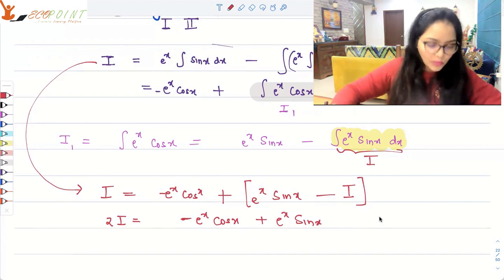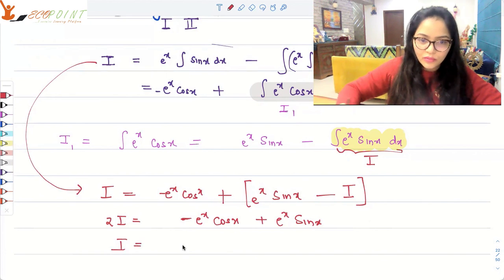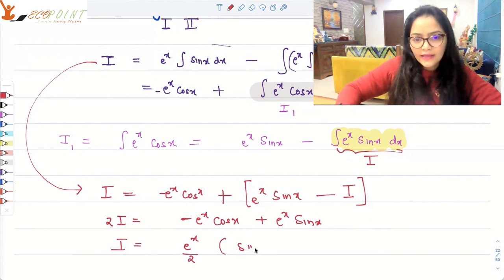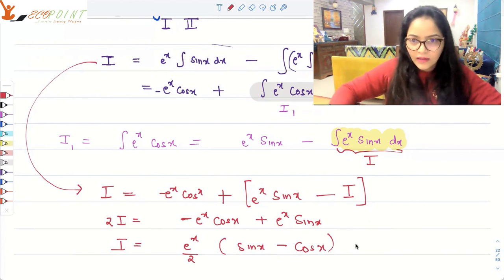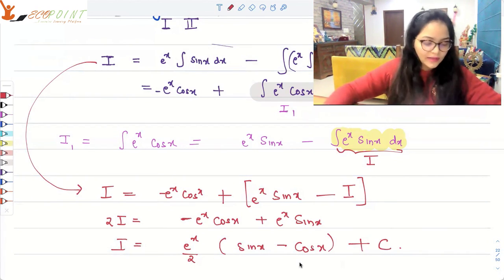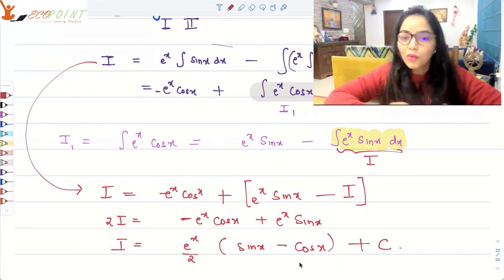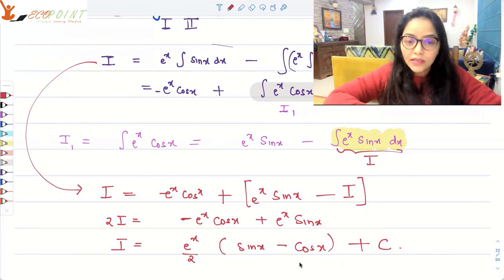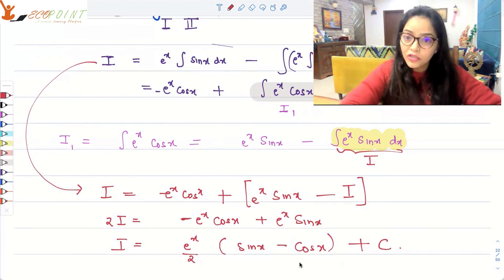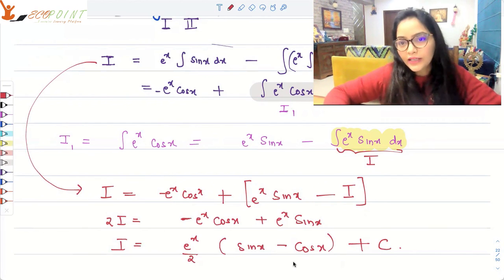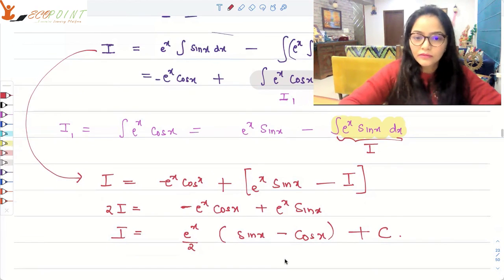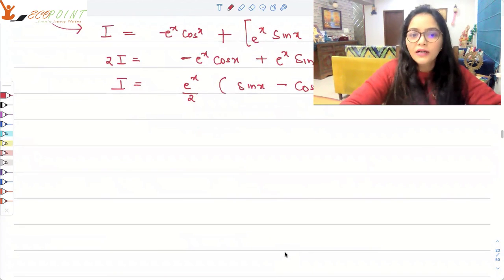Which means that finally what I can say is that I is equal to ex by 2 into sin x minus cos x plus c. The constant value has to be added, so I can add it at the end, plus c. So this is what you get as your I using the original integral once again. So that's how you can calculate this kind of a function, integral of this kind of a function. This should be the final answer.